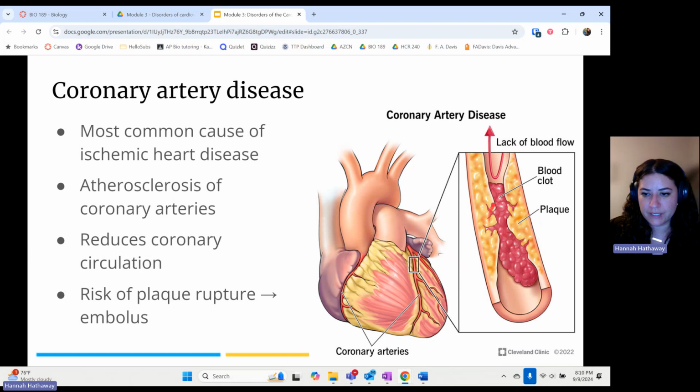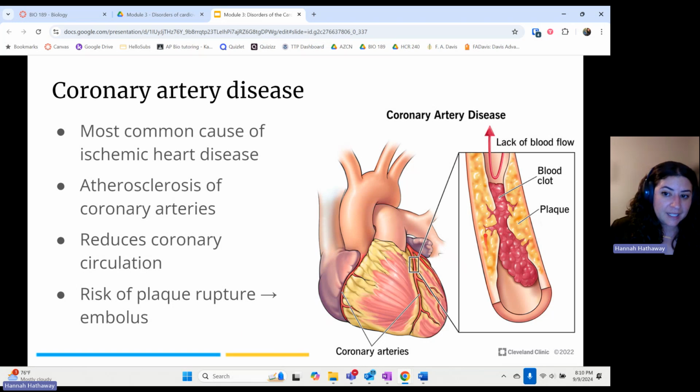This is atherosclerosis. So here we have this plaque, which is full of lipids and things like cholesterol, and it's building up on the walls of these arteries and narrowing the arteries. So the coronary arteries are especially prone to atherosclerosis. Do you remember why? It's because they're so narrow. Exactly. So a little bit of buildup makes a big effect.